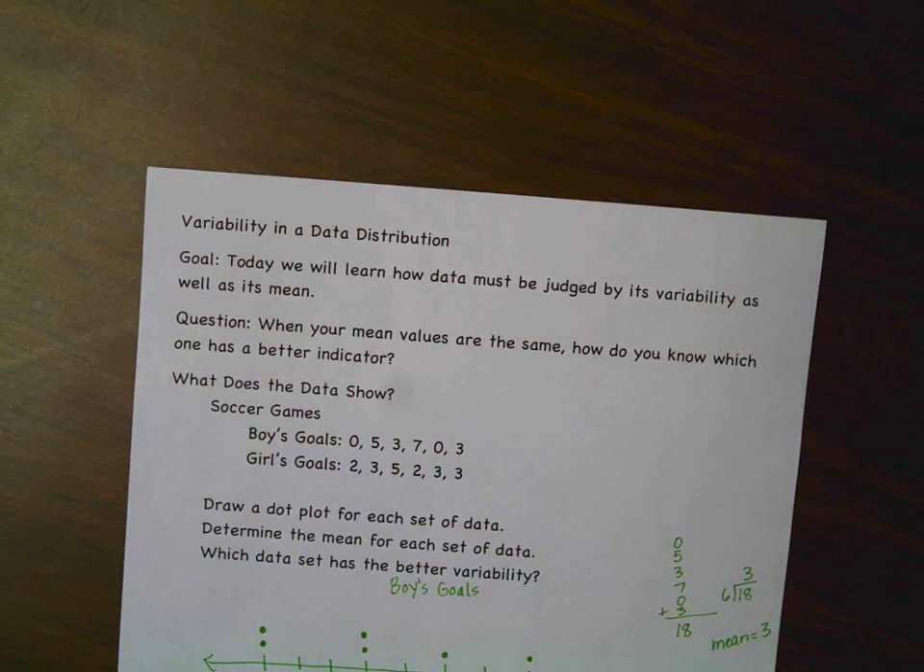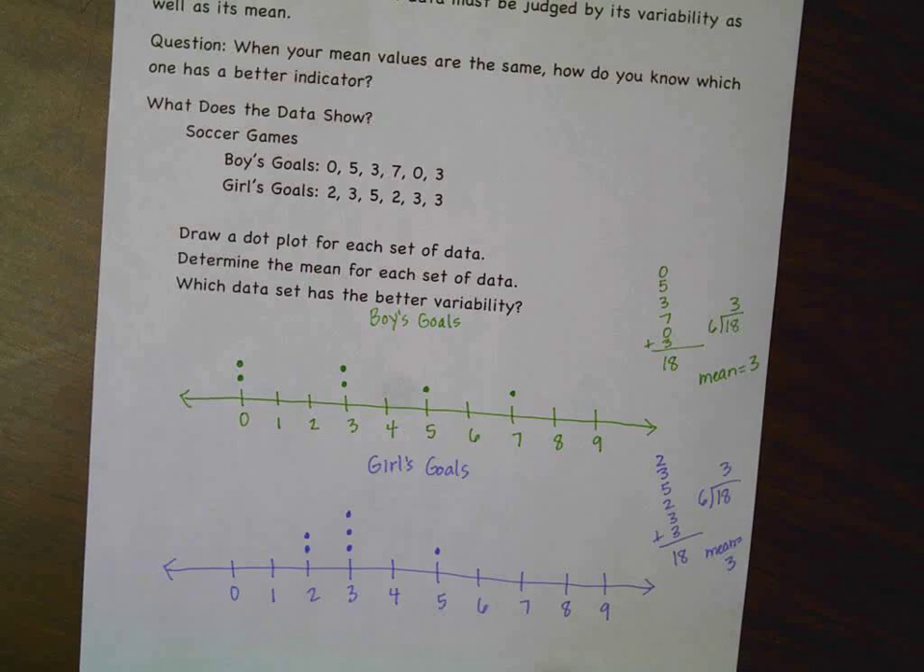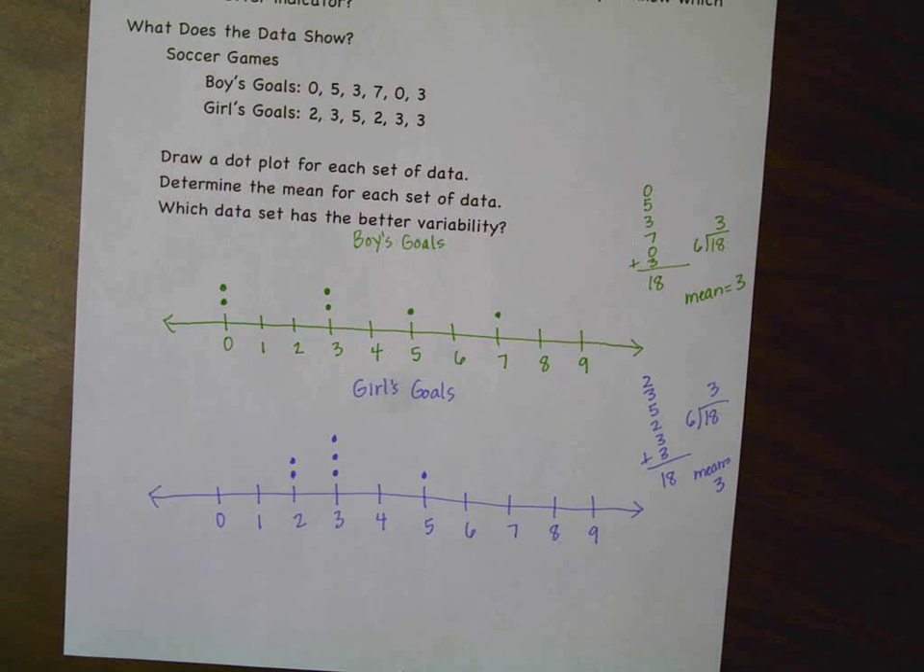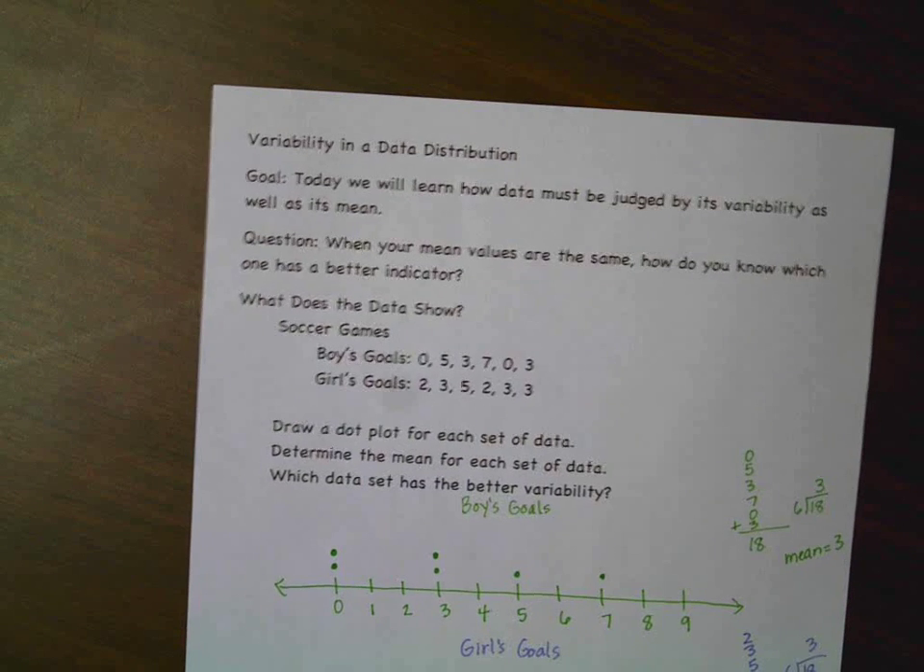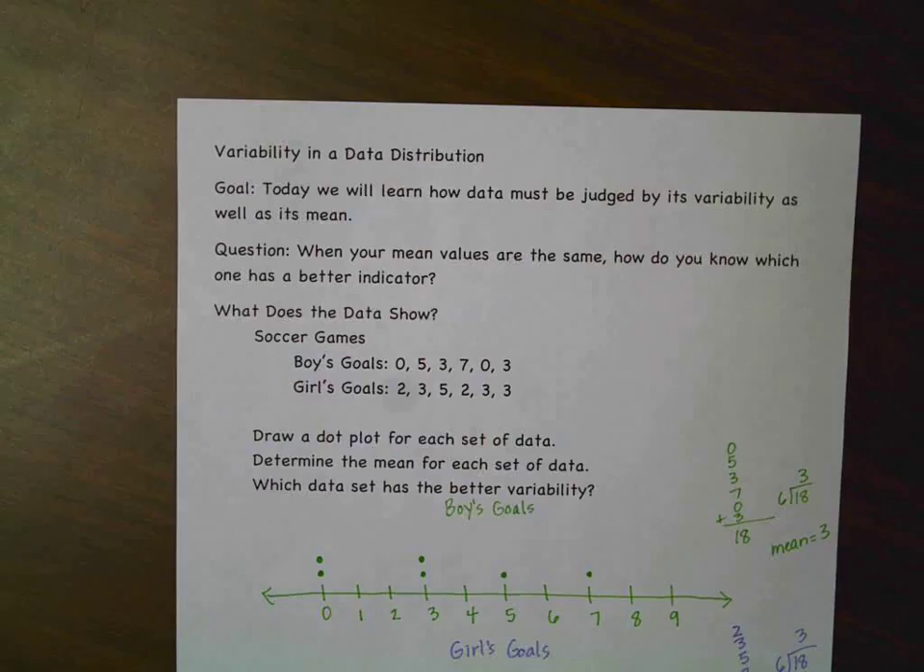Going back to the question, when your mean values are the same, how do you know which one has a better indicator? The way you know is based on how the dots on your dot plot are spread out. A lot of spread out means high variability. All clumped close together means low variability because there aren't a lot of different choices. Okay, and that's what we have about variability in data distribution.